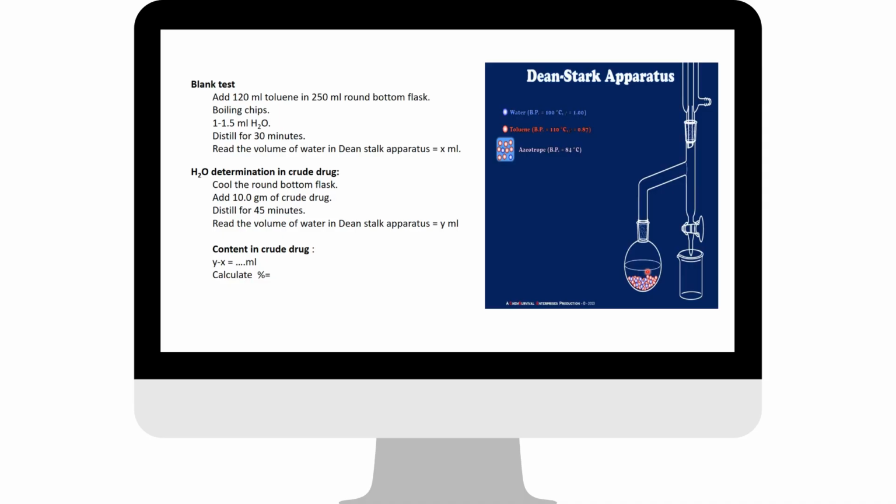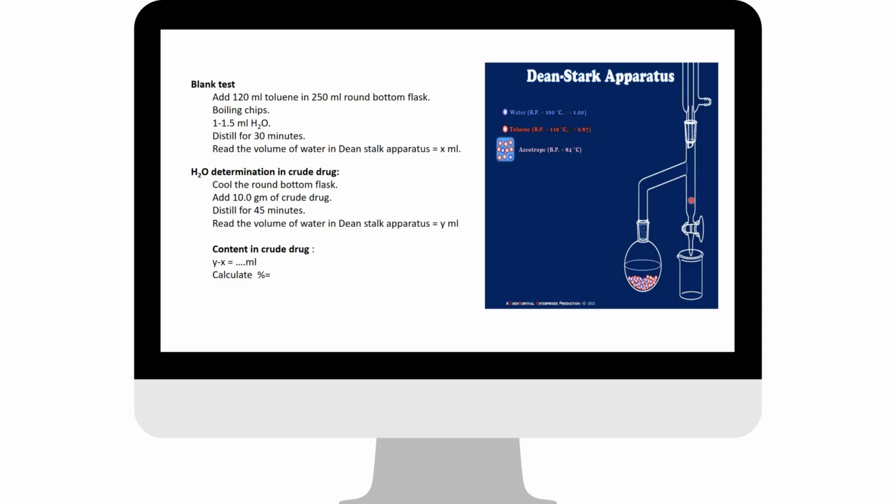What is the role of boiling chips? Actually, it prevents bumping, right? And then we will add 1 to 1.5 ml of water, and then distill, and we should provide the heat from here. Once we provide the heat, it will convert into vapor, rising at 84 degrees Celsius, and the vapor will pass through this side and reach the condenser. The condenser condenses the vapor into a biphasic liquid, organic and aqueous, which will be trapped here, right?